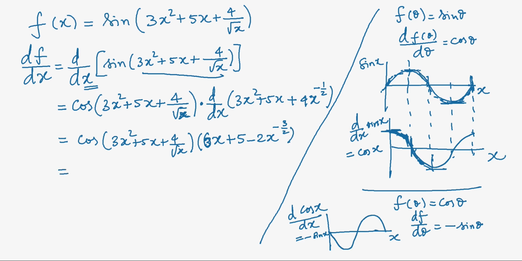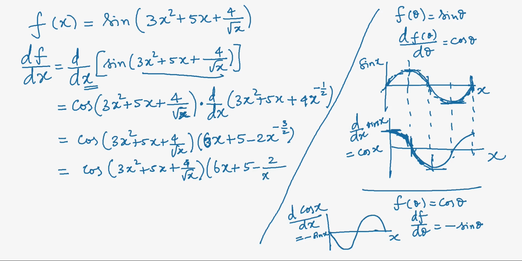Okay. So this minus 3 by 2, that radical can be written as cosine of 3x squared plus 5x plus 4 by root x, whole thing multiplied by 6x plus 5 minus 2 by x to the power 3 and a half. Minus 3 and a half coming to the denominator will become x power plus 3 and a half. 3 and a half is 1 and a half.